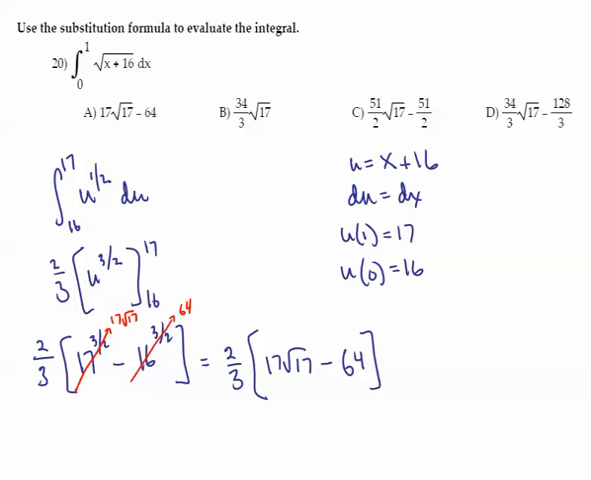Well, if you take a look at the answer responses, if we were to distribute the 2/3, we'd end up with 34 over 3 times the square root of 17. That looks sort of like answer D. Then we would have 2 times 64, which is 128 over 3 for the second term, and that is answer D. So that will do it for this problem.